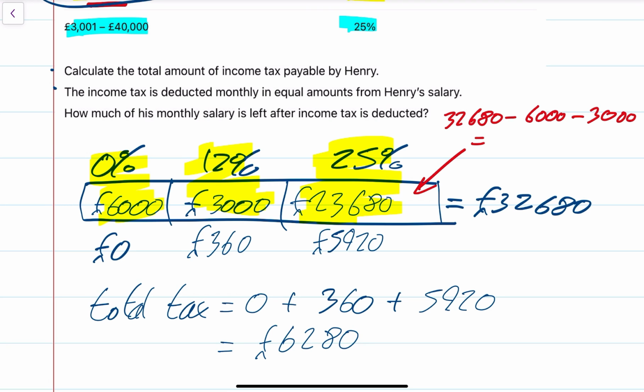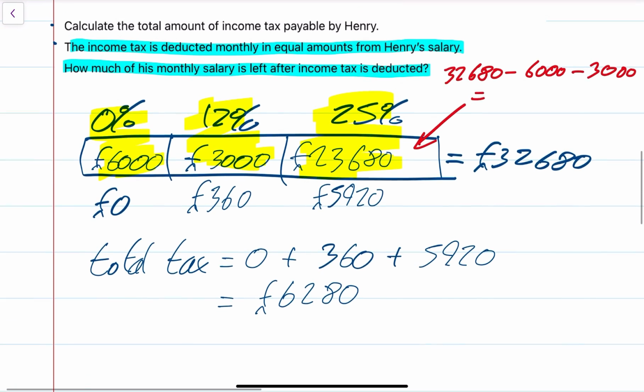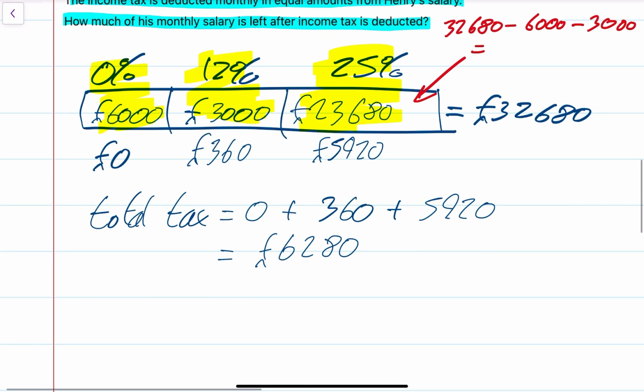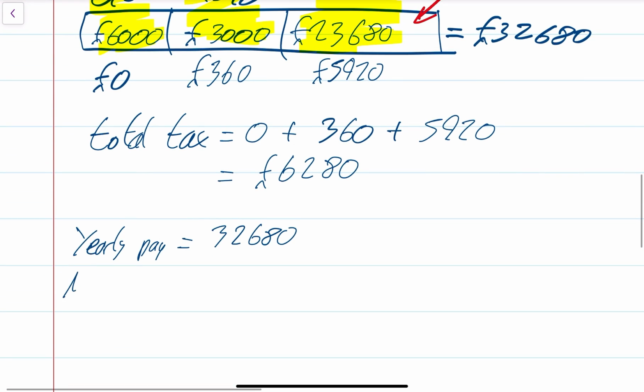What does it say? It said the income tax is deducted monthly in equal amounts from Henry's salary. How much of his monthly salary is left after income tax? Okay, right. His monthly salary, his yearly pay was 32,680. So let's do his monthly pay then.